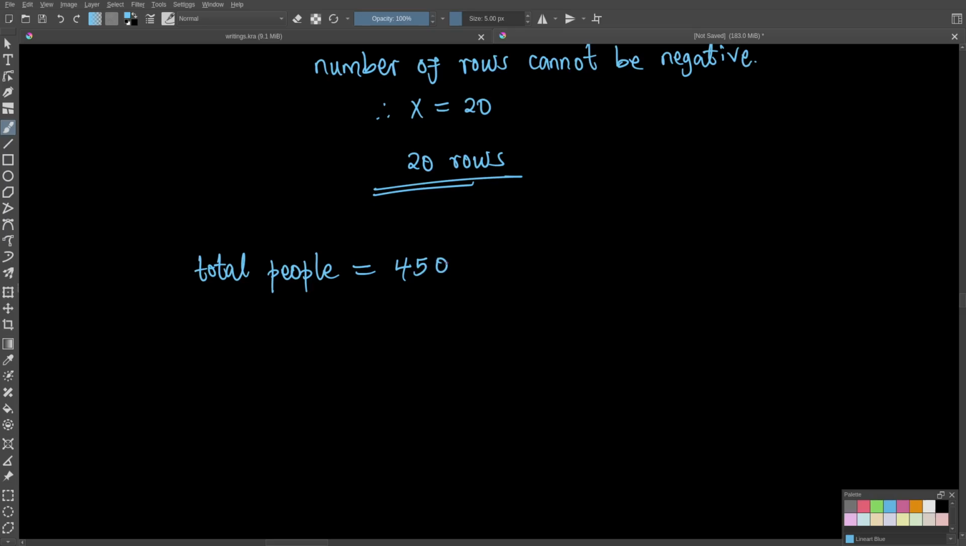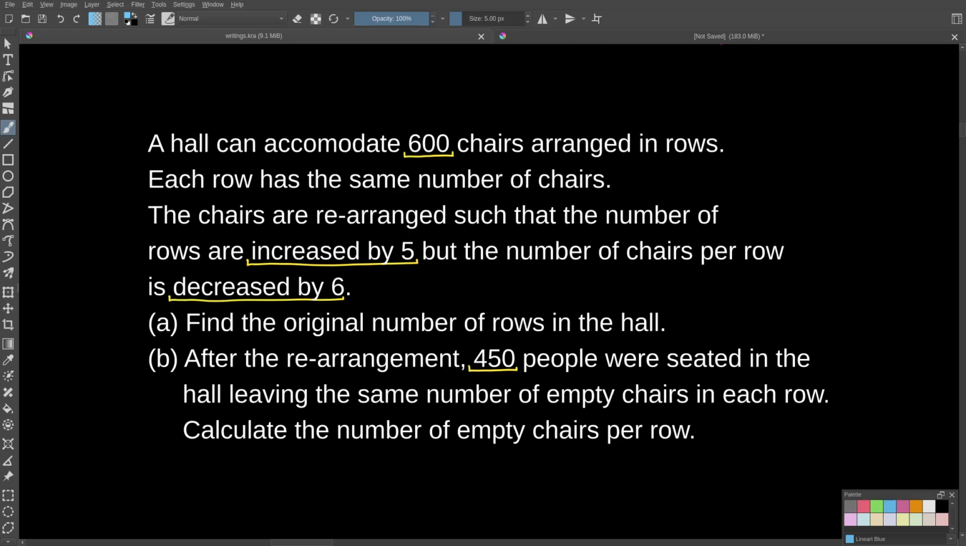But do we know the number of people per row? Nope. So we write here people per row, and so the number of people per row, we're just going to assume this is like a variable. It's an unknown like y, right? Okay, now let's go back to the question.